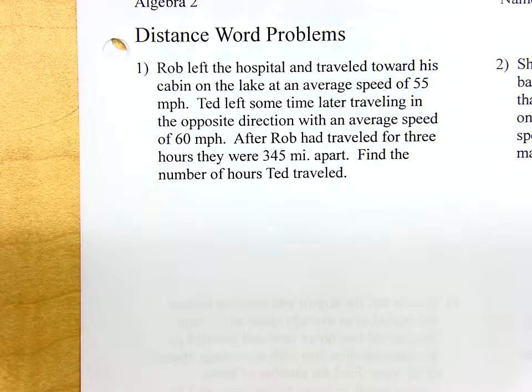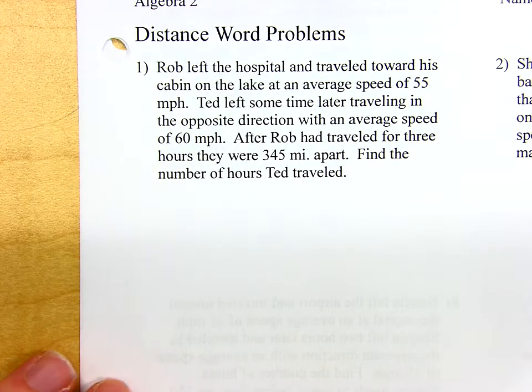Rob left the hospital and traveled towards his cabin on the lake at an average speed of 55 miles per hour. Ted left sometime later. We don't know how long later, but he left sometime later, traveling in the opposite direction with an average speed of 60 miles per hour. After Rob had traveled for 3 hours, they were 345 miles apart. Find the number of hours Ted traveled.